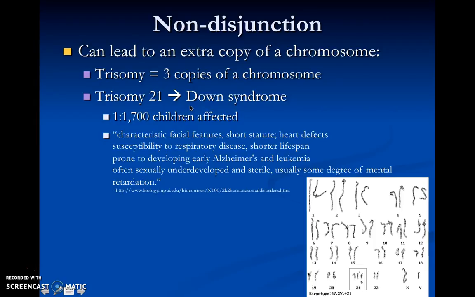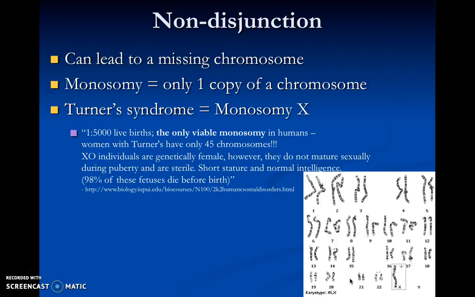An example of a syndrome caused by non-disjunction is Down syndrome, where a person has an extra chromosome number 21. If we look at this person's chromosomes, this is a person with Down syndrome, and we notice they have 2 of every chromosome, except for chromosome number 21, they have 3. So that extra genetic material actually causes them to have some genetic abnormalities.